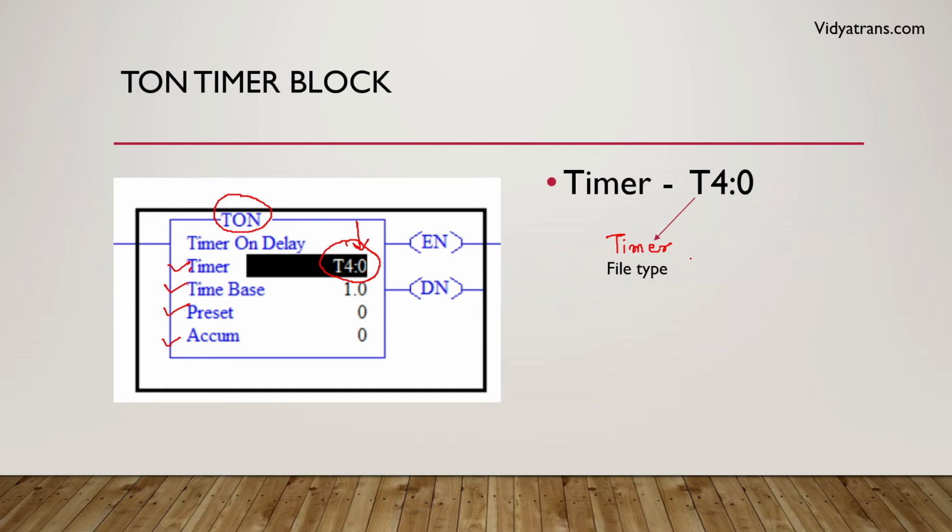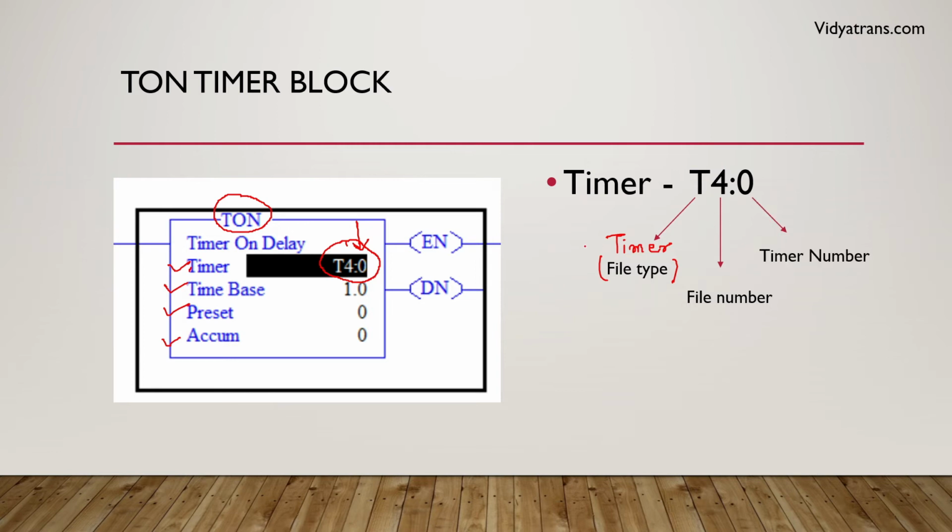Okay, file type. Why do I write this file type? Because this represents which type of file this is. Maybe this is the counter file, this is the timer file, this is the input file, this is the output file. So we can write T as timer. This is the file number in which your timer is stored, and this is the timer number.